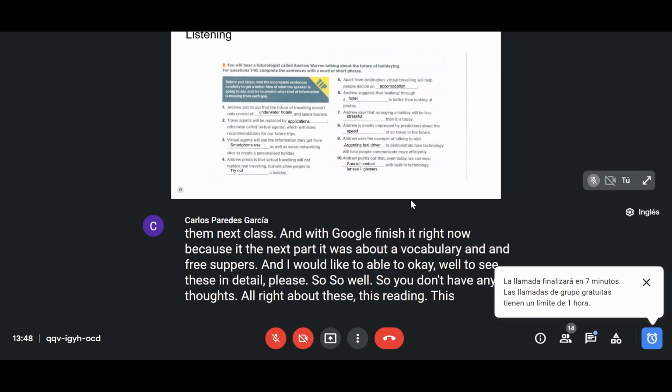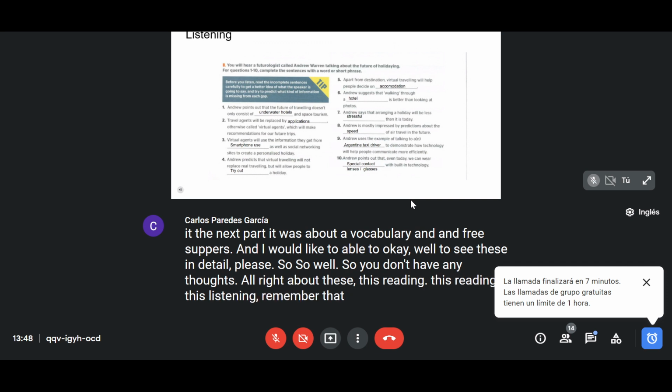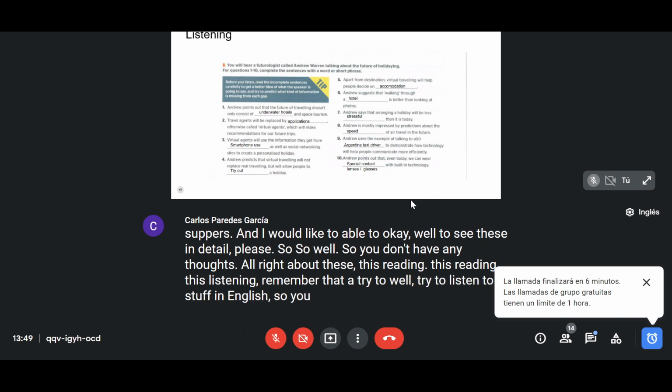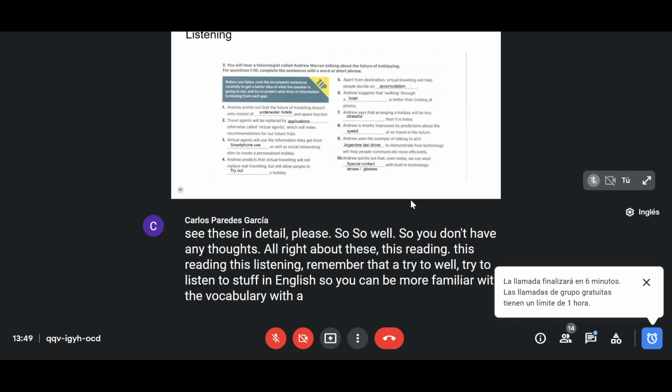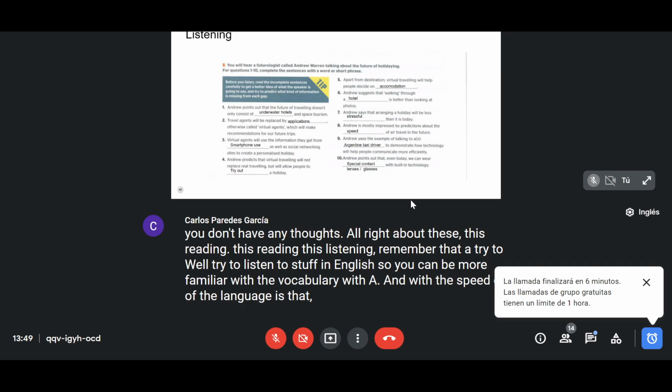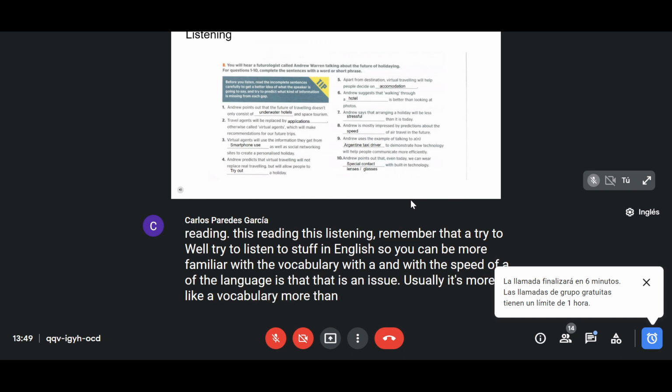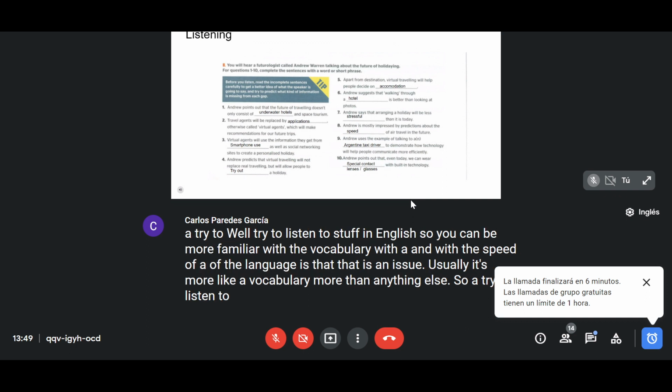About this listening. Remember to try to listen to stuff in English so you can be more familiar with the vocabulary, with the speed of the language, if that is an issue. Usually, it's more a vocabulary issue than anything else. So try to listen to more stuff so you can understand more things.